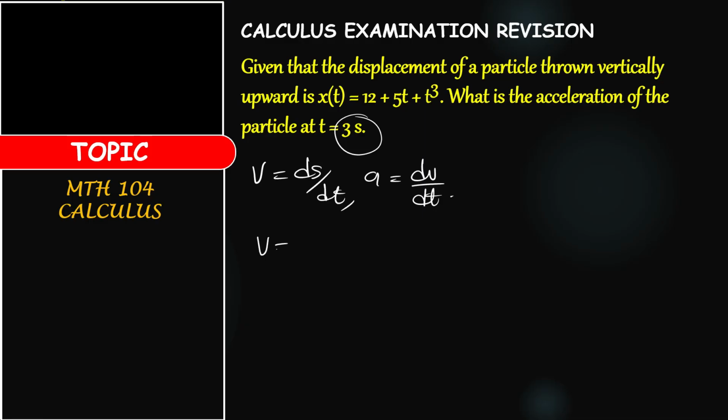So first of all, to get our velocity, it is dx over dt. When you differentiate 12, it's going to give us 0. Differentiate 5t is going to give us 5. Differentiate t raised to the power of 3. Are you sure this is t raised to the power of 3 or 3t squared? Let's just try. T raised to the power of 3 is going to give us 3t squared. Alright, so that is the first one. Now the velocity is 5 plus 3t squared.